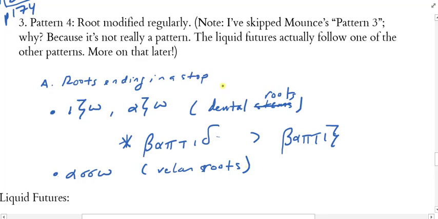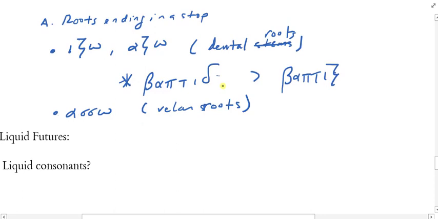So these are velar roots. Let's take a verb like tarasso. Okay, so the real root of tarasso is tarach. Okay, so it ends with a chi. What kind of a consonant is chi? Chi is a velar. Okay, and again, this chi is going to be modified to produce taras for the present stem.